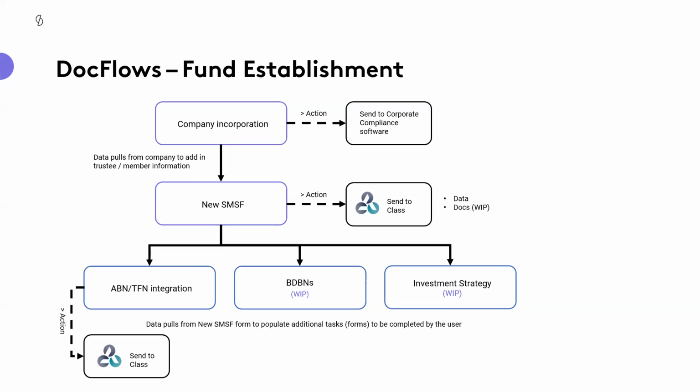You then have that ability to push that across to Class. Again, you have an action that will enable you to do the ABN, TFN as part of that approach. And once that's done, you'll then be able to push that ABN and TFN information back into Class as well.